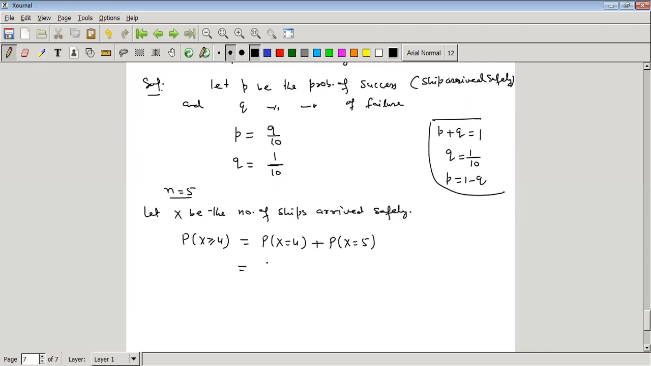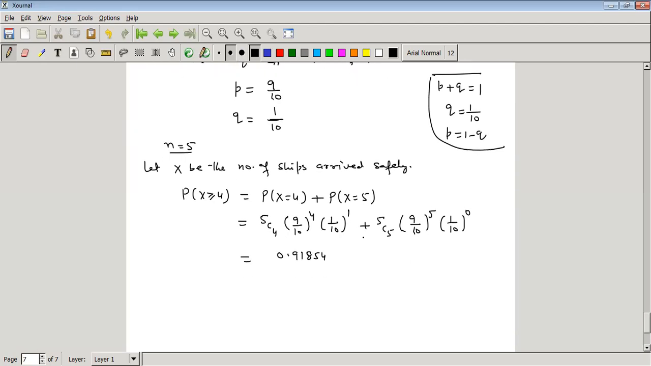Because it is a binomial distribution, we can write 5C4, N is 5, P is 9 by 10 to the power 4, Q is 1 upon 10 to the power 5 minus 4, it is 1, plus 5C5, P is 9 by 10 to the power 5, and Q is 1 upon 10 to the power 0. And after solving, we get 0.91854. So you can solve this and we get that.